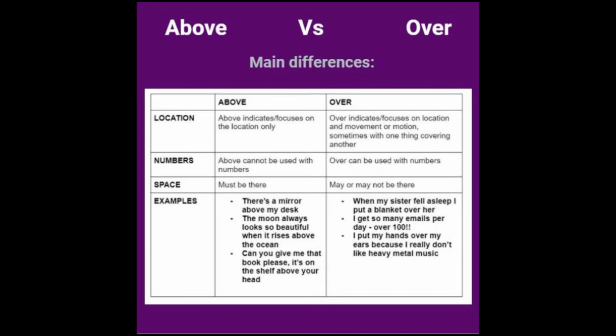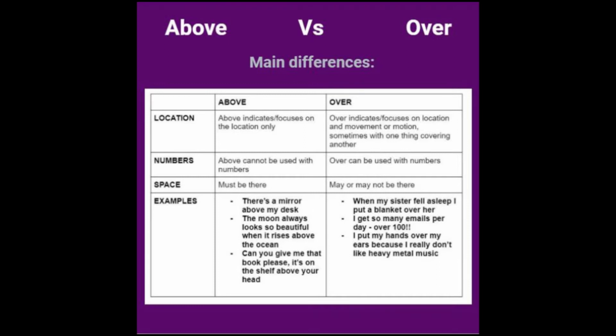So for example, when my sister fell asleep, I put a blanket over her. The blanket is connected to her, it's touching her, it's keeping her warm. But we cannot say there's a blanket above my sister. Well, we can, but this would mean that my sister is sleeping, for example, and the blanket is above her, maybe hanging from the ceiling, but there would be space in between. So when something is touching or covering another thing, we use over.